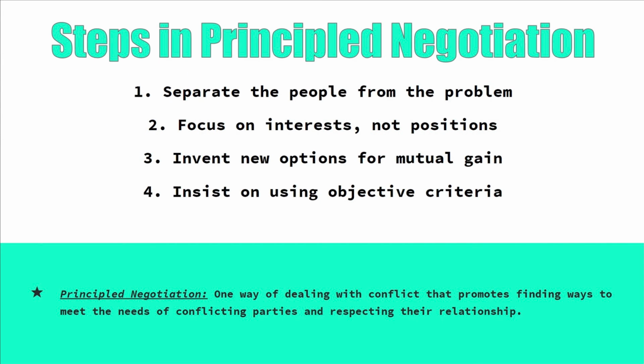The last part of my assignment, steps in principled negotiation. Step 1. Separate the people from the problem. Don't make a disagreement turn personal. Step 2. Focus on interests, not positions. Step 3. Invent new options for mutual gains. Use creativity in inventing alternatives. And 4th, insist on using objective criteria.